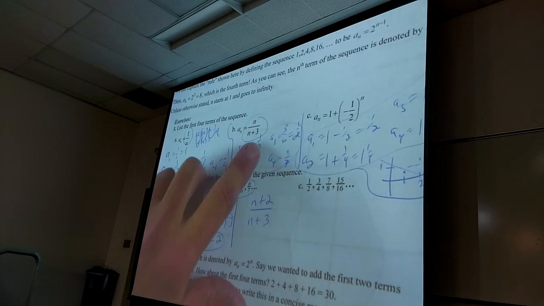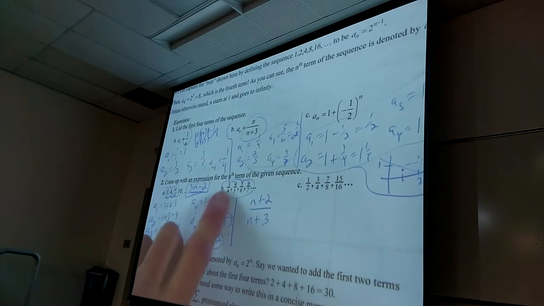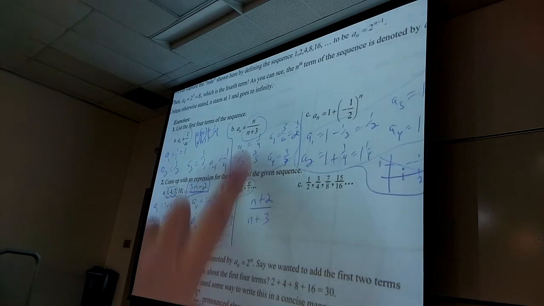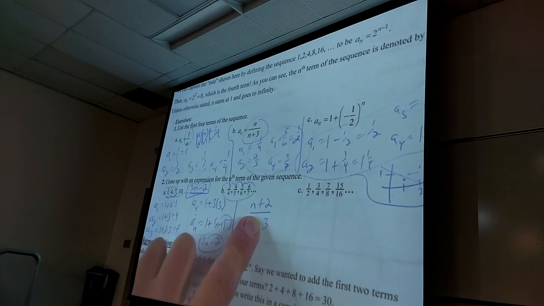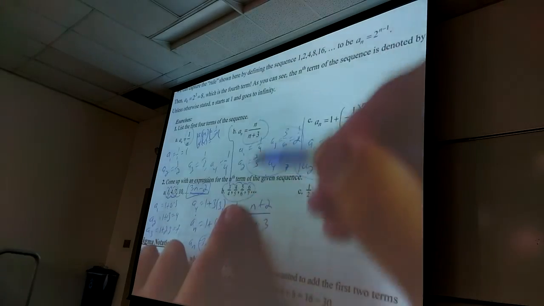Notice the bottoms up here, 4, 5, 6, 7, are the exact same as the bottoms here. What was the bottom here? n plus 3. n plus 3. That might be why I put them on top of each other.